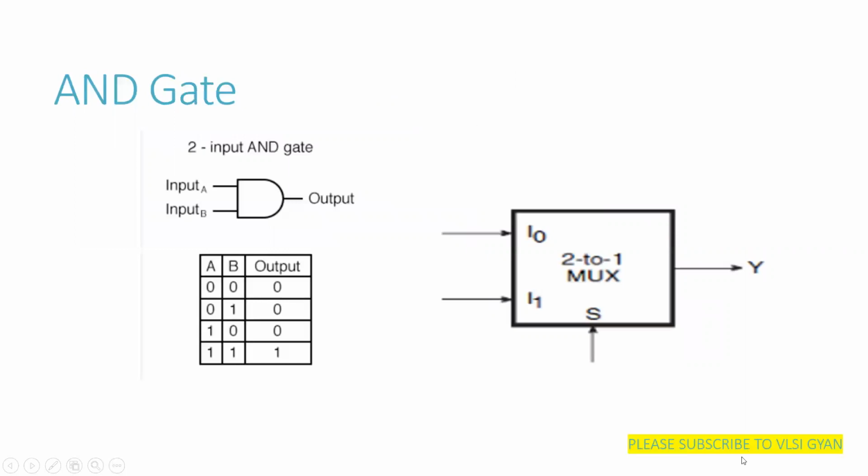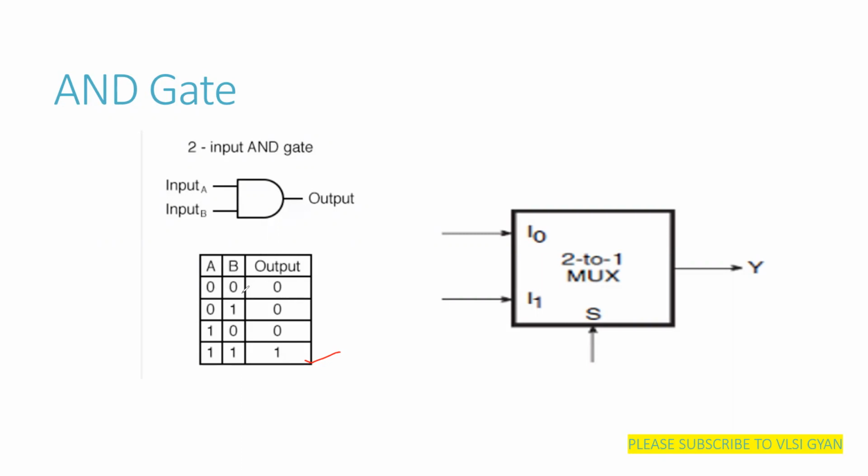An AND gate is a gate where only when all the inputs are 1 will you get the output as 1. Friends, you all know the symbol of the AND gate. Here I have shown a 2 input AND gate. So it has two inputs, input A, input B, and a single output. And the output is generated based on this truth table.